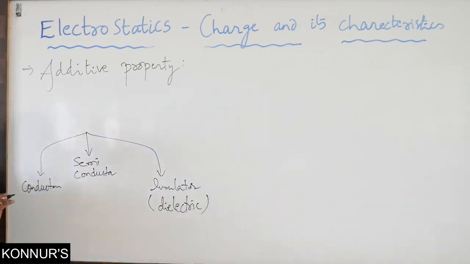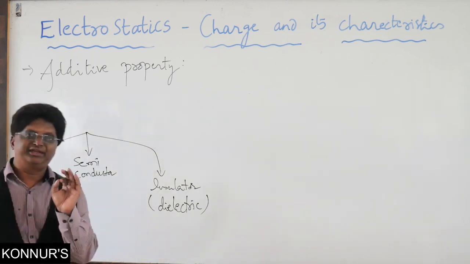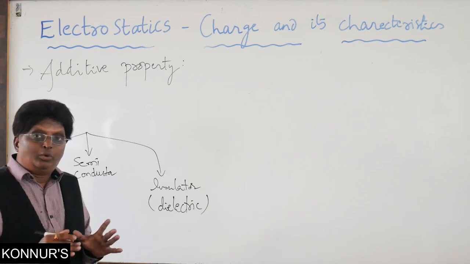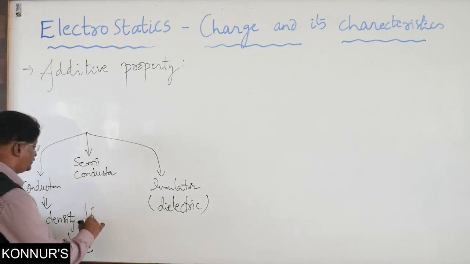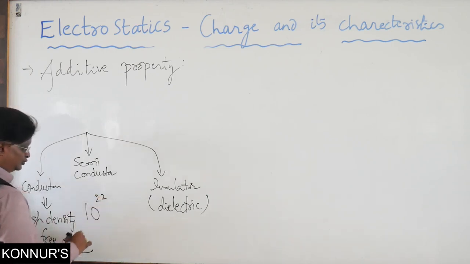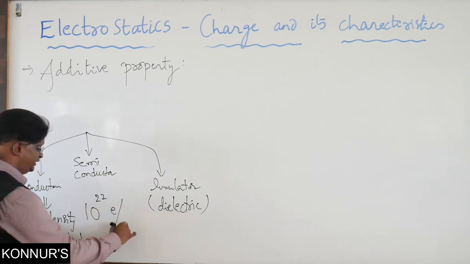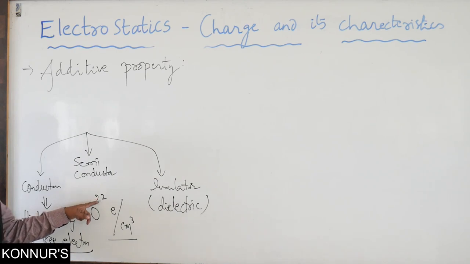Now, what is meant by conductor? A conductor is a substance with a high density of free electrons. Remember, I have told you about bound electrons and free electrons. It is not a high density of electrons, it is a high density of free electrons. To give you an estimate of how high it is, the order of 10 raised to 22 electrons per centimeter cube, or even this can be 23 also.